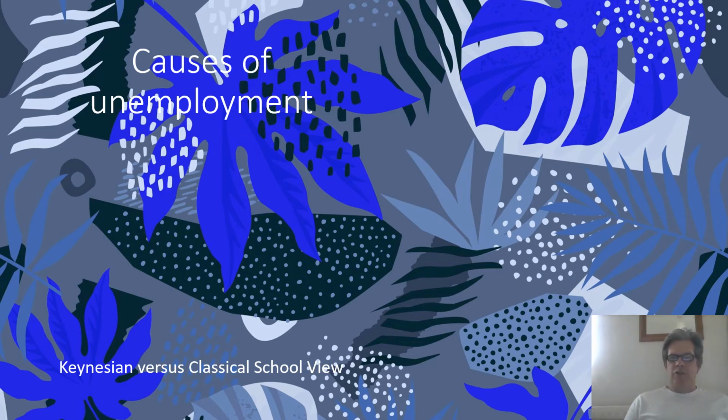This is just a short video that's designed to explore the difference between the Keynesian and the classical school view on the causes of unemployment. We'll also get into the macro policy solutions to this issue, this problem of unemployment.